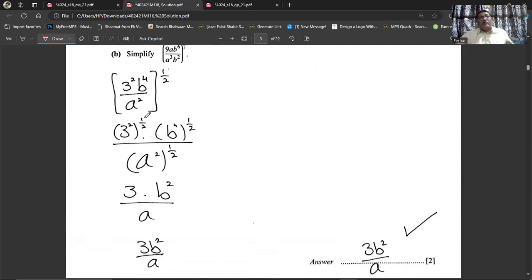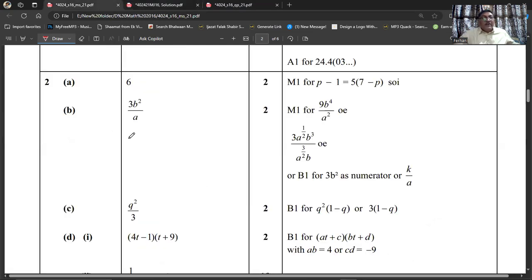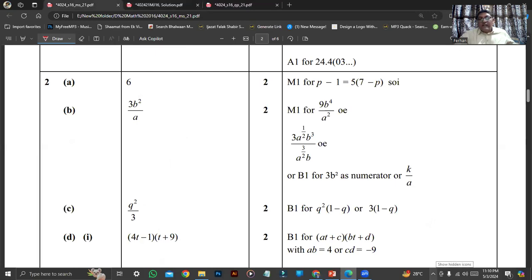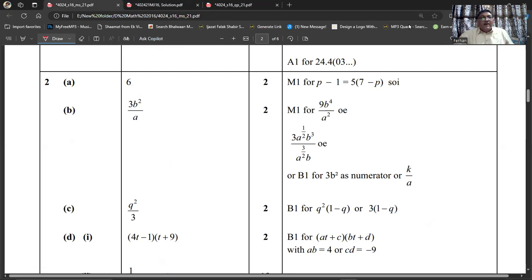So 3 square raised to power 1 by 2. 2 will be cancelled. You are left with the 3. b raised to power 4 raised to power 1 by 2. The power of the power multiplies. So you will have b square left. So this is a square raised by 1 by 2. 2 will be cancelled. So you will have a. So my answer is 3b square divided by a. 3b square divided by a is my answer.